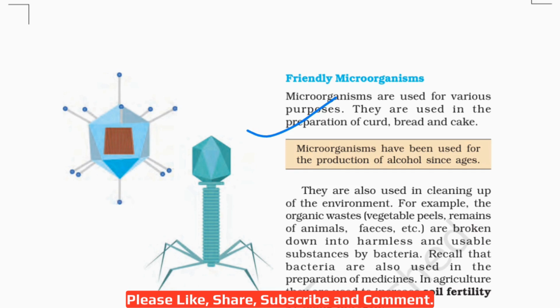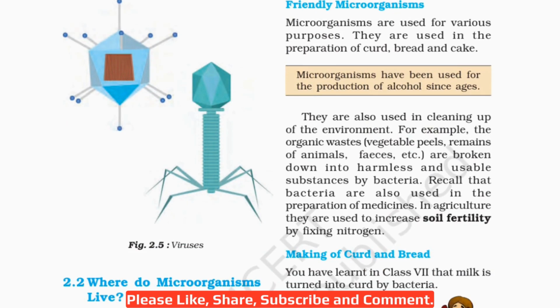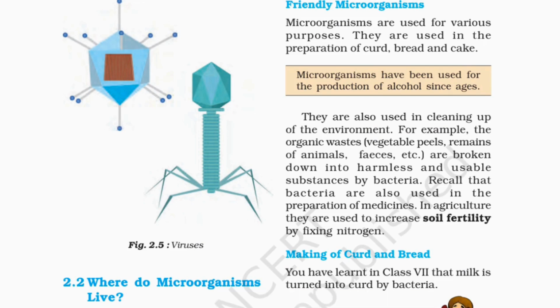Now if we talk about bread and cakes, yeast is a fungus which is used in the baking industry for making bread. So yeast is very helpful. If yeast is not there, you will not be able to bake your bread, because yeast makes the bread soft and fluffy. That is very useful. Now see here, microorganisms have been used for the production of alcohol since ages. Yeast is also very helpful in the formation of alcohol.